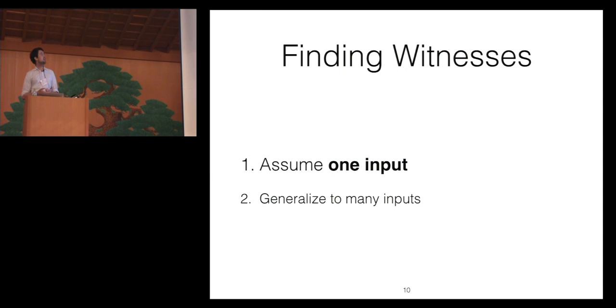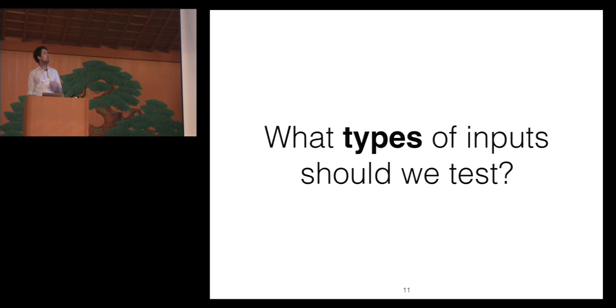So if we want to find witnesses to type errors, let's first make our job easier and pretend that all functions take a single input, and then we can see how to generalize the approach to functions of many inputs. Now, the idea is that we want to search for an input that will cause the program to go wrong. So the immediate question we should be asking is, what types of inputs should we be searching for?